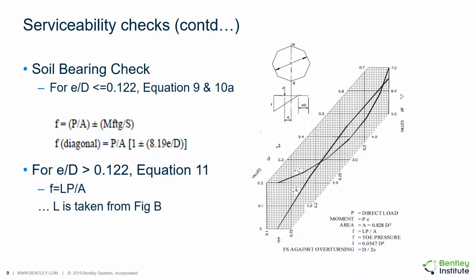When E by D is less than 0.122, the entire area of the footing is in compression, and we use the first set of equations for calculating the pressure F. The second equation in the first set is only a modified version of the first equation. For E by D greater than 0.122, only part of the octagonal footing is in compression. We refer to the figure B as seen here on the right to find out the L and the K, and then use the equation 11 to calculate the F value.